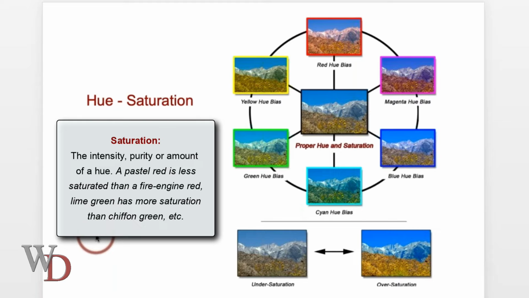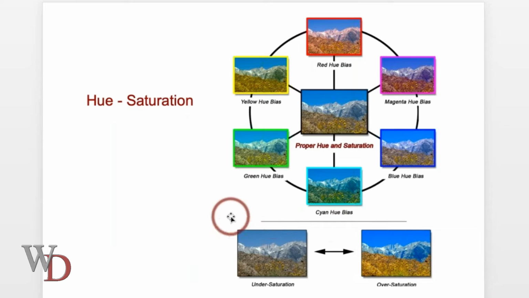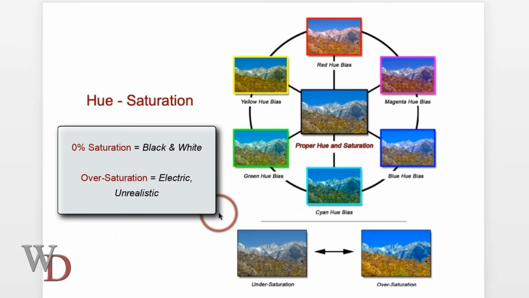Saturation is the intensity or purity of a hue. A pastel red is less saturated than, say, a fire engine red. Lime green has more saturation than, say, a chiffon green, so on and so forth. By the way, in color photography, 0% saturation is a black and white image. If it's oversaturated, it tends to look kind of Andy Warholish and unreal and electric, and so we don't want to do that.